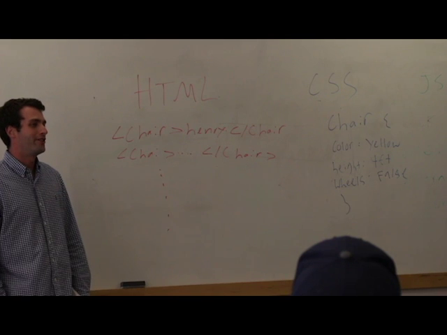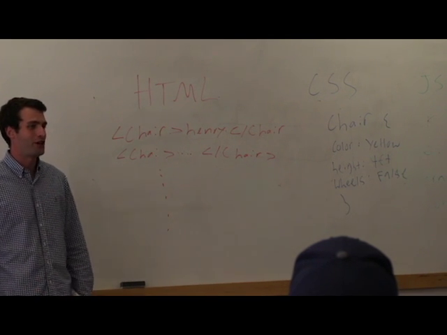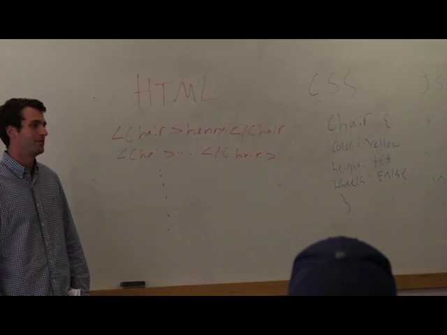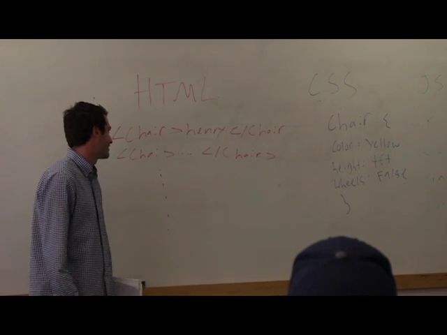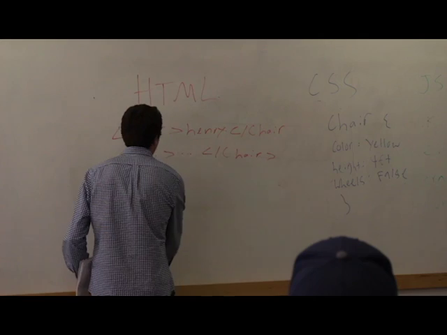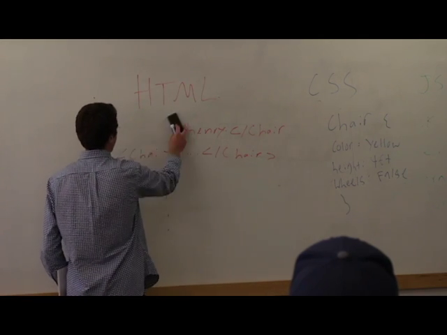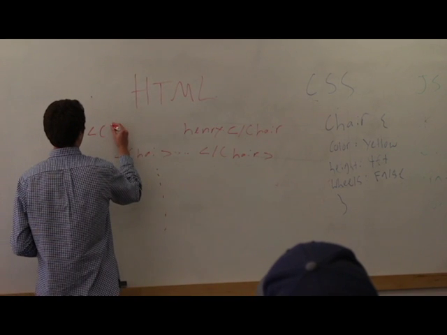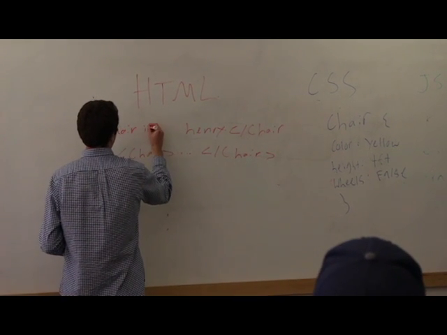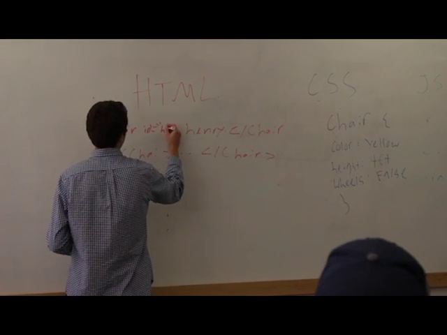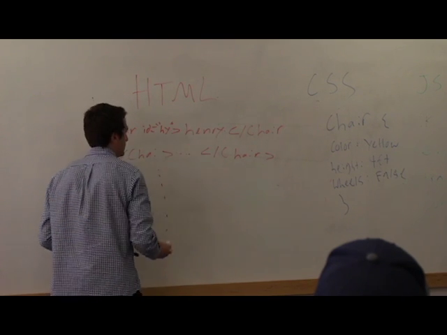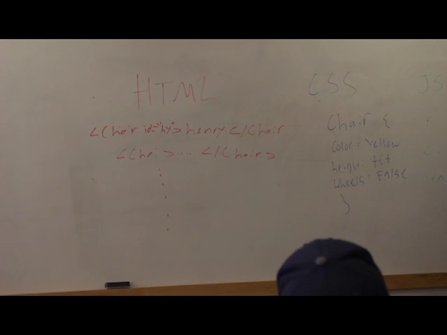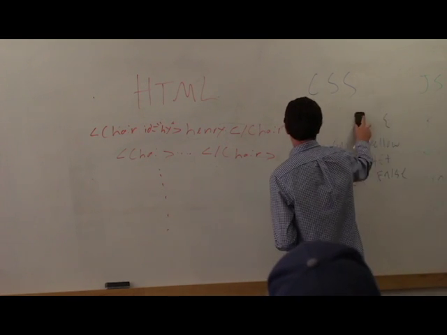So what if I want to just change Henry's chair? What would I do? What kind of selector would I use? ID, exactly. So let's make room here. Let's just use my initials for the ID. And do you guys remember the syntax for an ID selector?